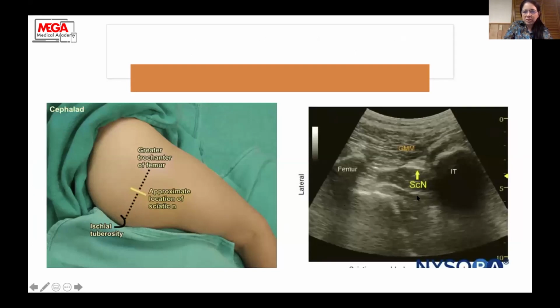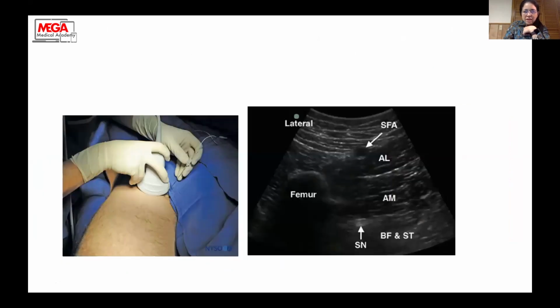So this is what we see in the ultrasound. These are the two landmarks: the ischial tuberosity is here, and this is the greater trochanter of the femur. The nerve is between them, and this is the nerve, compressed and wedge-shaped, and you want to see this. Once you see it, you go underneath the nerve and inject your medications, and the volume should surround the nerve and should be good.